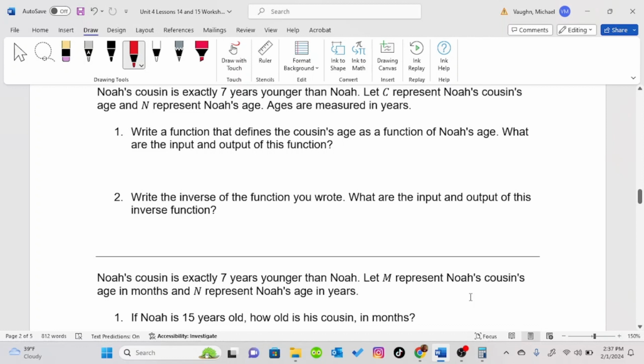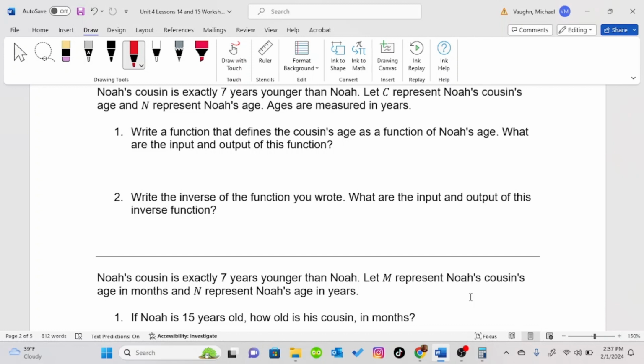Noah's cousin is exactly 7 years younger than Noah. Let C represent Noah's cousin's age and N represent Noah's age. Ages are measured in years. Number 1, write a function that defines the cousin's age as a function of Noah's age. What are the input and output of this function?